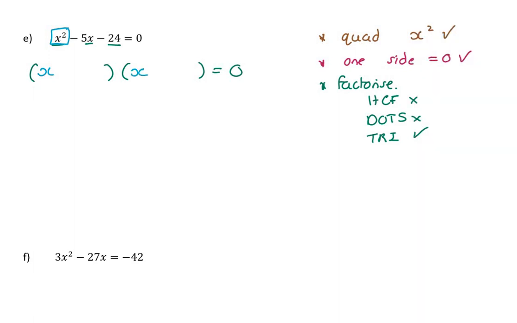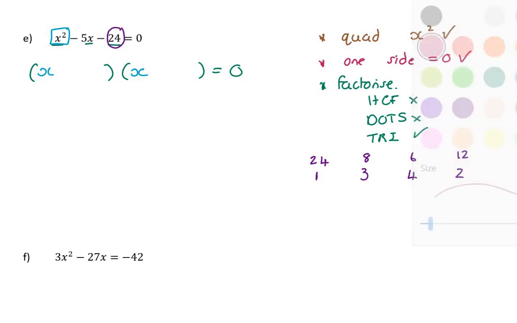Next, let's look at 24. My options for 24 would be 24 and 1, which are highly unlikely, 8 and 3, 6 and 4, 12 and 2. So this has quite a few sets. Next, I'm going to look at my signs. My signs have to be different because they have to multiply to give you a minus. So one has to be a minus and one has to be a plus. And lastly, I need these to add together to give me negative 5.